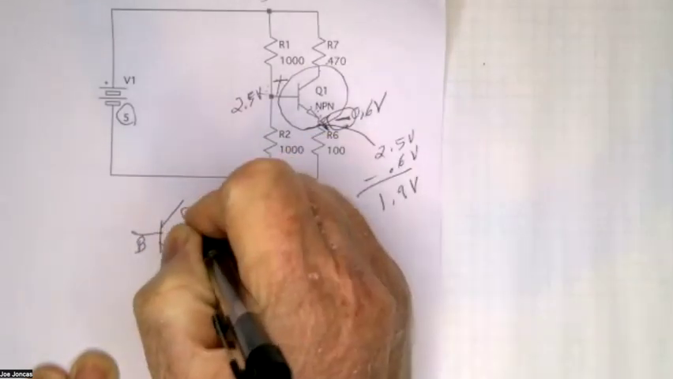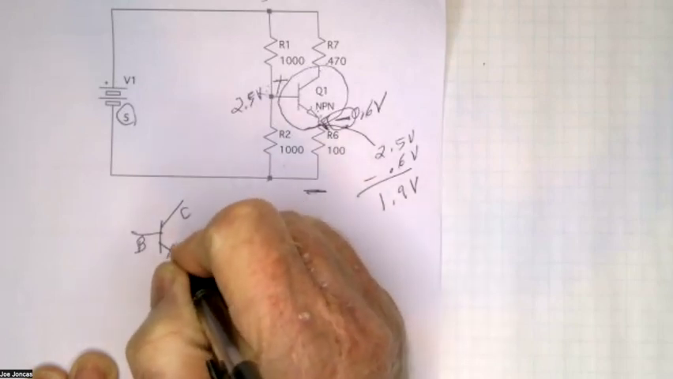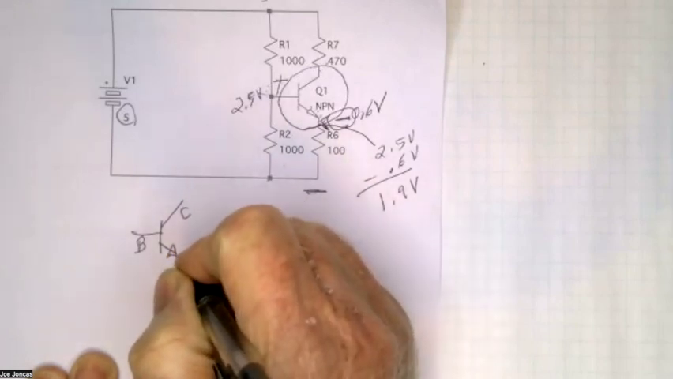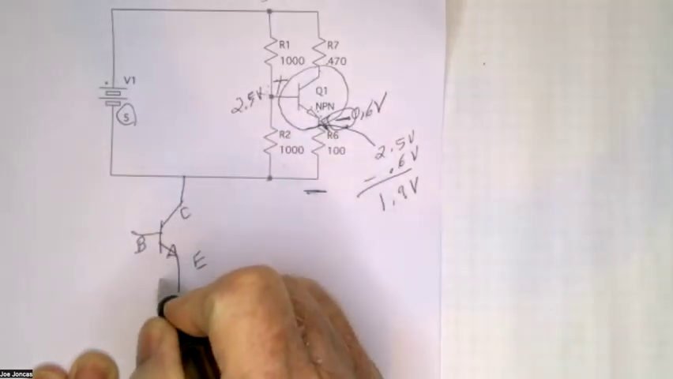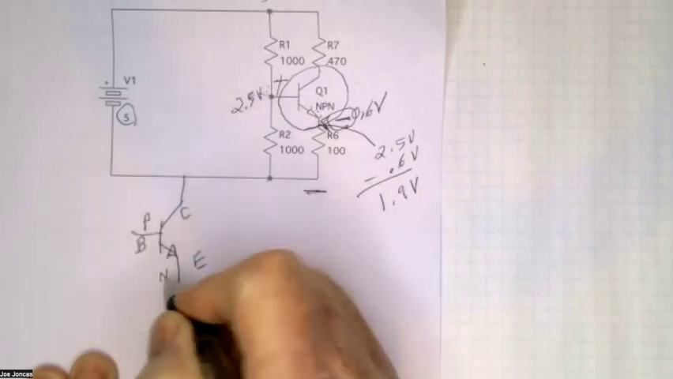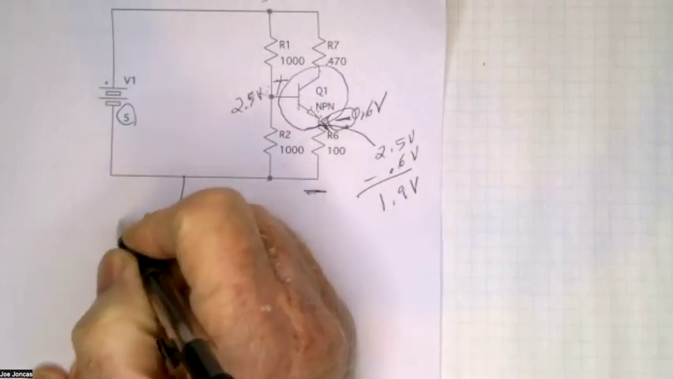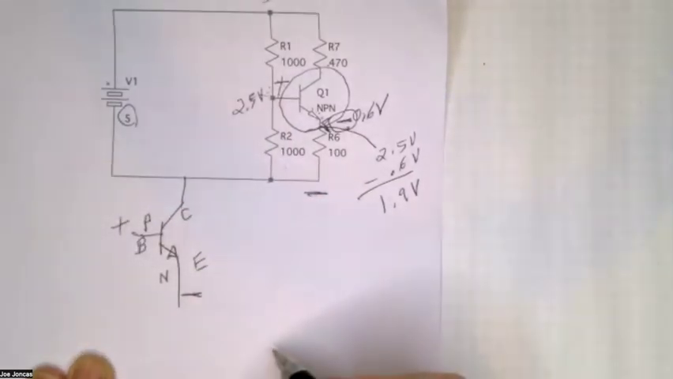Base, collector, and this is the emitter. And if the arrow is going this direction, and this is negative and positive, NP. This is a plus voltage and this is a negative voltage. Does that make sense? Yeah, so that arrow is not pointing in.